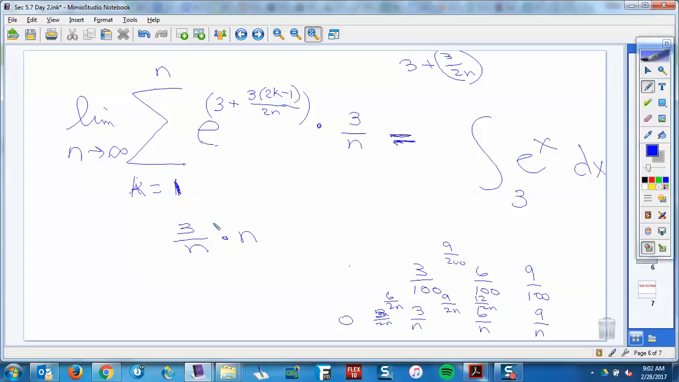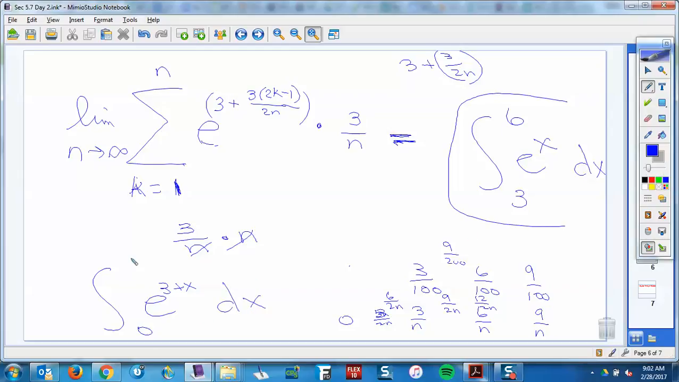If you go from 1 to n, what's 3 over n times n? So total width is 3, so this has to go from 3 to 6. Or my other version that we just talked about could have been e to the 3 plus x. This messy stuff could have been my x, but that's just e to the x shifted over 3. So instead of 3 to 6, it would be 0 to 3. But again, I wouldn't worry about that.